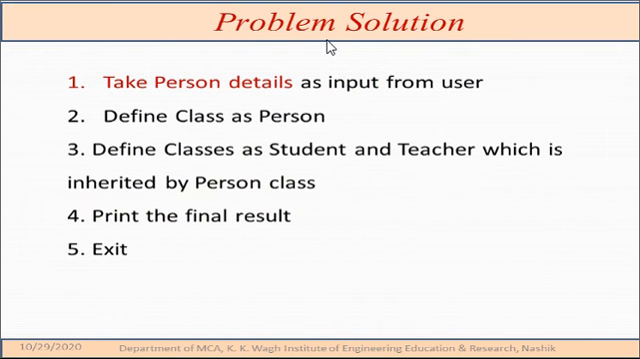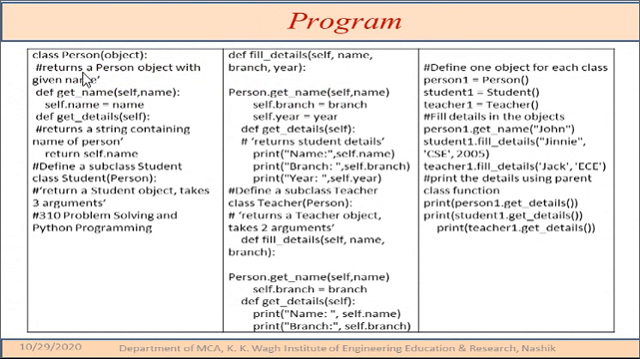Likewise, for implementing this assignment, I can perform the 5 steps: take the person detail from the user, as I said, for inheriting the object oriented concept inheritance, I use the person details. Then you have to define the class as a person, then define the classes student and teacher which are inherited by the person class, and print the final result and exit. This is a demo program.